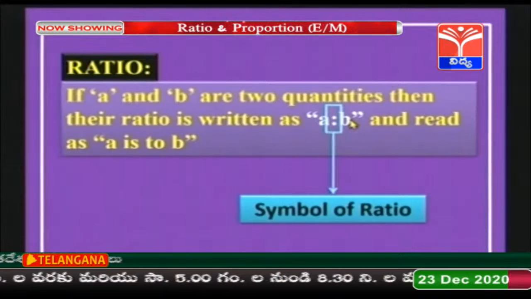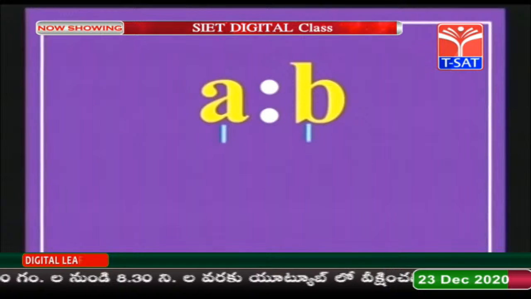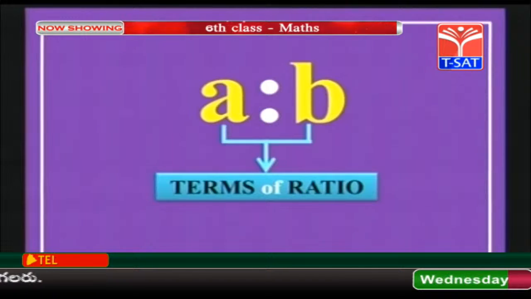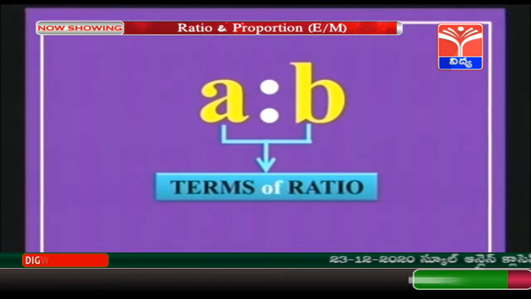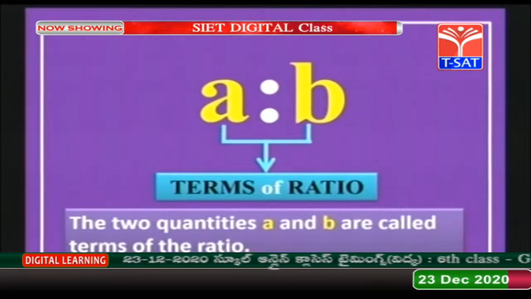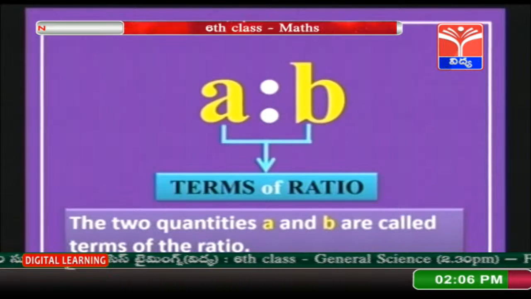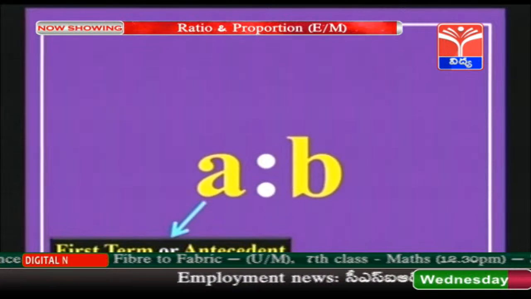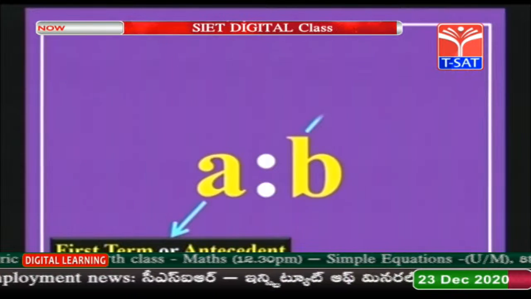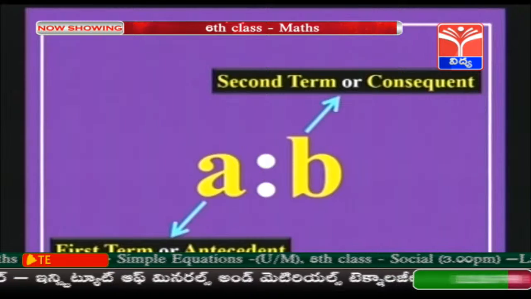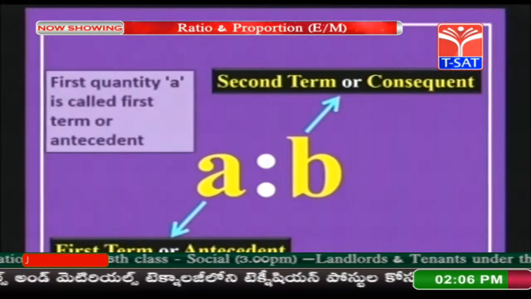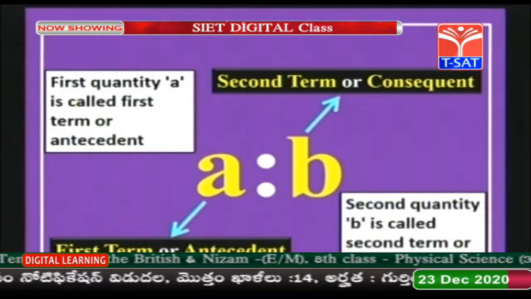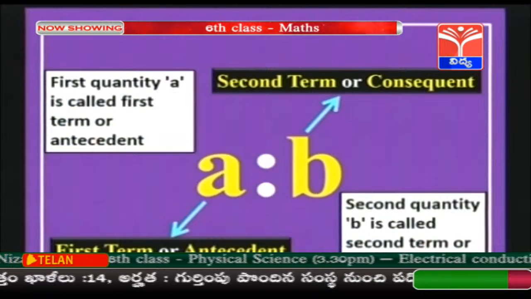This is the symbol of the ratio. Now in this ratio A is to B, A and B are called the terms of the ratio. So what are A and B, children? They are the terms of the ratio. Now in this ratio A is to B, A is called the first term, or antecedent, whereas B is called the second term, or consequent. Okay, children.